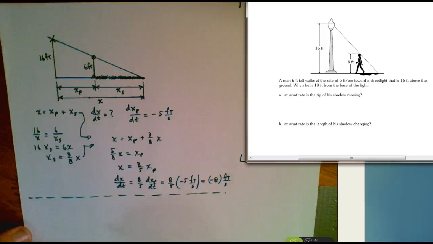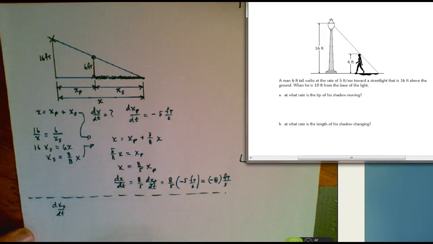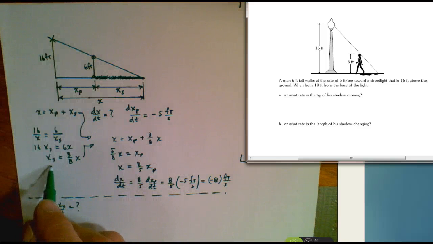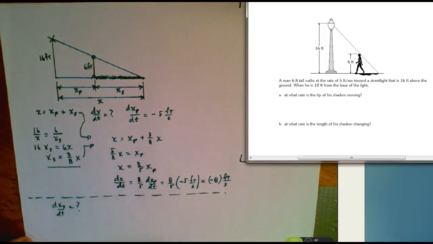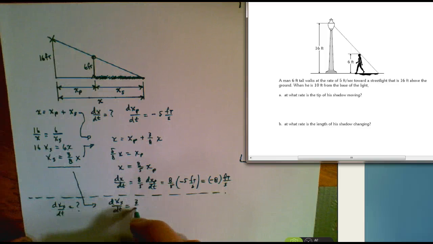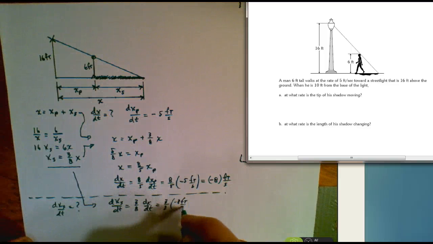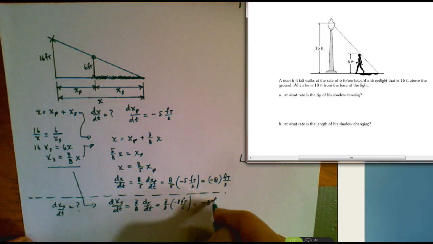Now the second half of our problem asks us, at what rate is the length of the shadow changing? So that rate that we're looking for now is going to be dx sub s dt. So that's our unknown. We could look for a relationship where we could differentiate it, and I think I found one right here at the top. If I go ahead and use this one, I can differentiate that with respect to time. So by differentiating this equation, I get dx sub s dt is equal to 3/8 dx dt, and that's going to be 3/8 times negative 8 feet per second, and we see that's going to be a negative 3 feet per second.